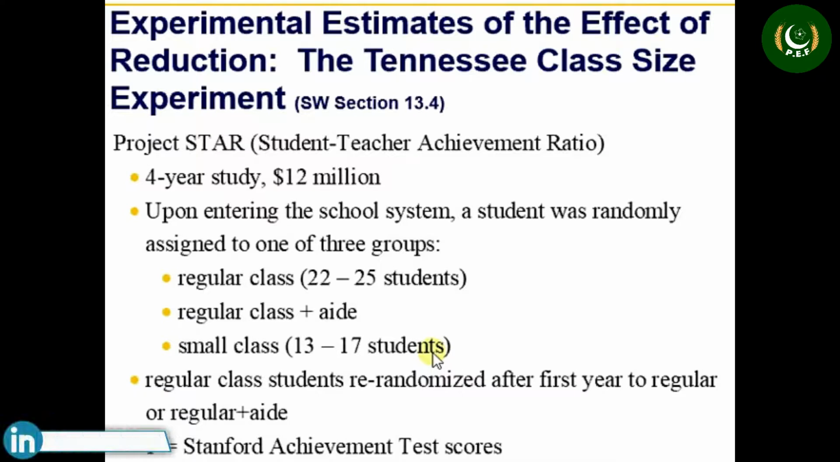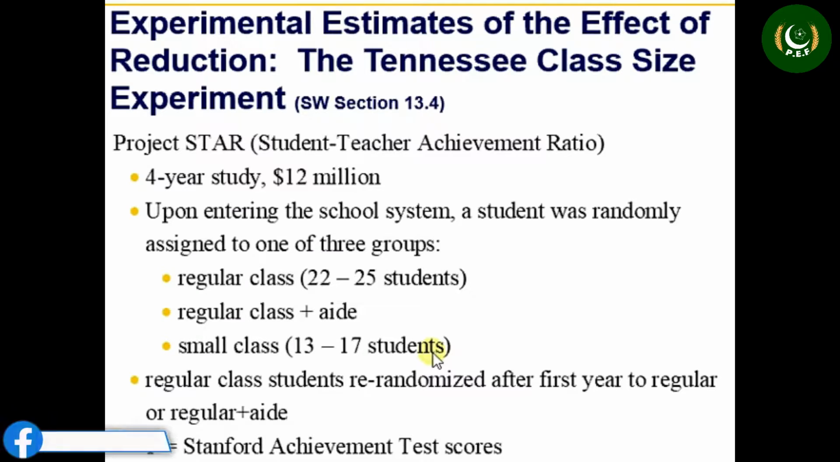In this video, I am going to explain STAR project data. Basically, it was a 4-year study carried out in Tennessee, and there were 3 class sizes: regular class size of 22 to 25, regular class plus aide, and small class size of 13 to 17 students. It was basically an experiment to study whether there is an improvement in learning achievements of students.